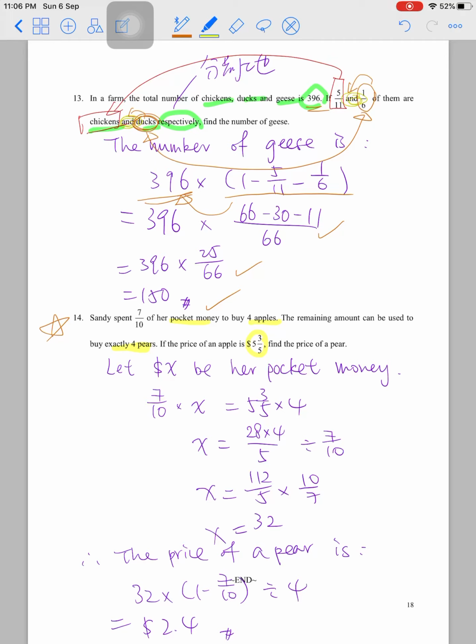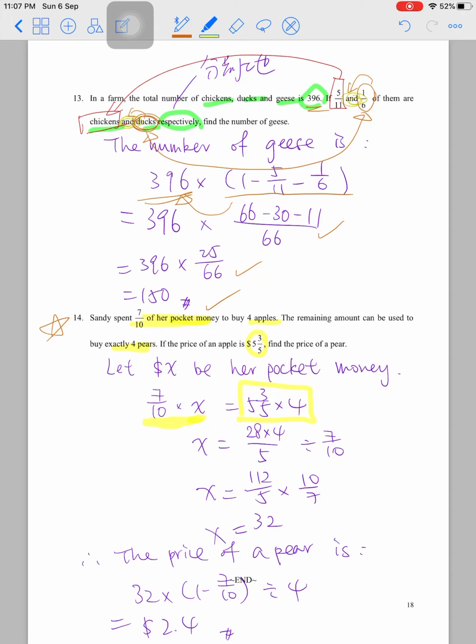In the whole question, you don't know the pocket money. So the first thing you need to find out is the pocket money. Because you don't know it, let the unknown x be the pocket money. In the sentence, 7 over 10 of her pocket money is used to buy 4 apples. x is the pocket money, and 7 over 10 of it is the money for buying apples. 5 and 3 over 5 is the price for each apple, so you times 4. Then you try to solve the equation to find x.